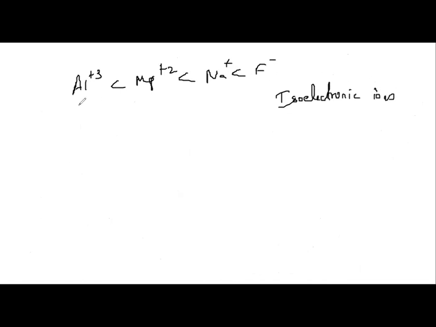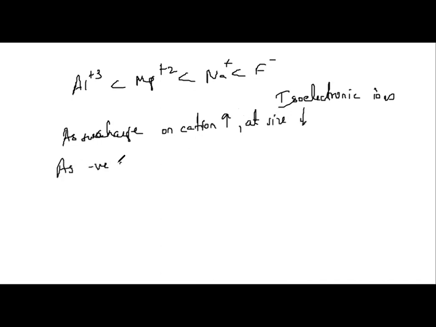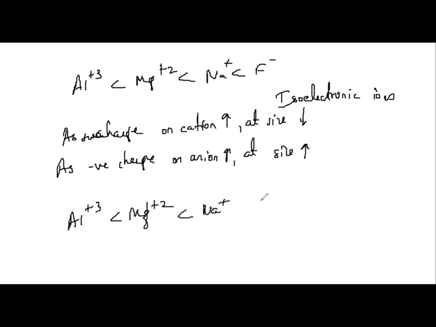So, increasing ionic size. We know that in isoelectronic ions, as the positive charge on the cation increases, atomic size decreases. And as the negative charge on the anion increases, atomic size increases. So the one with the highest positive charge should be written first, as it will have the least atomic size. Then comes Mg2+, then comes Na+, and among anions, this comes last. Understood? So this is also correct.